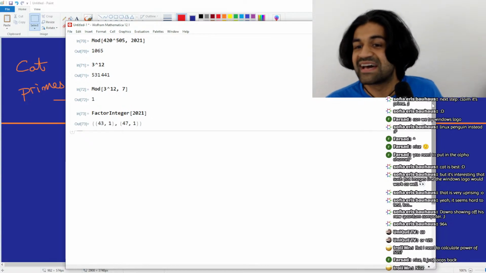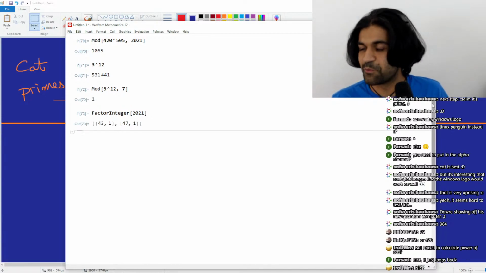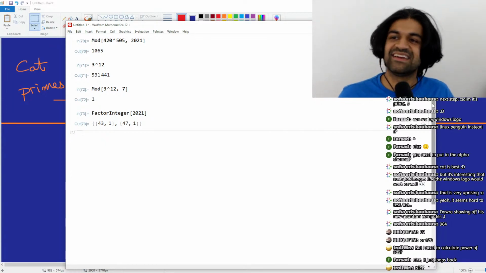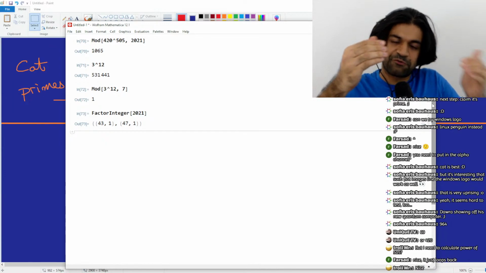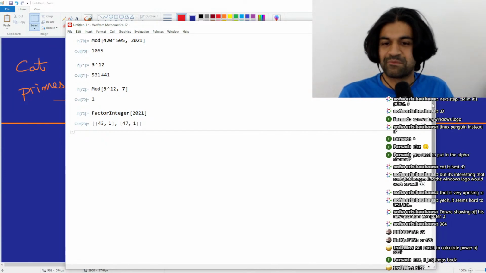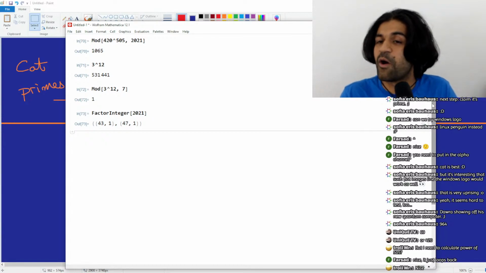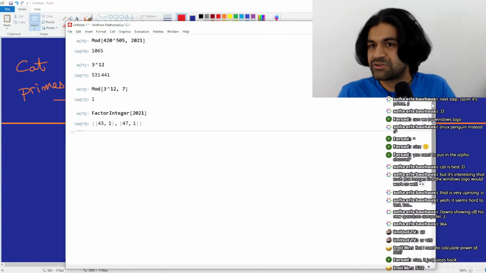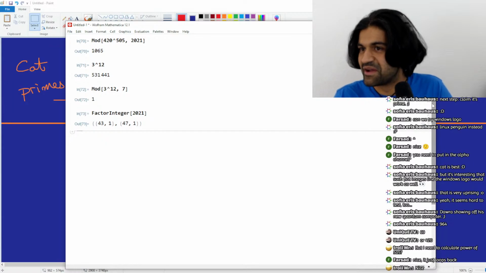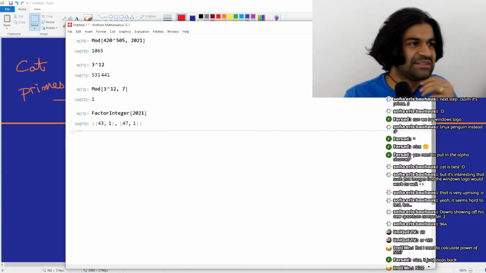(43 and 47). That is a brutal factorization if you wanted to do it by hand, right? So as you can see, there are methodologies for figuring out if a number is not prime that are a lot faster than actually factoring it. I mean, you'd be sitting here for a while trying to factor 2021, right?